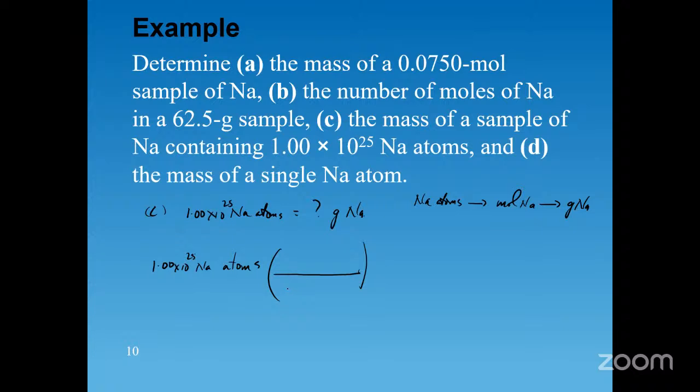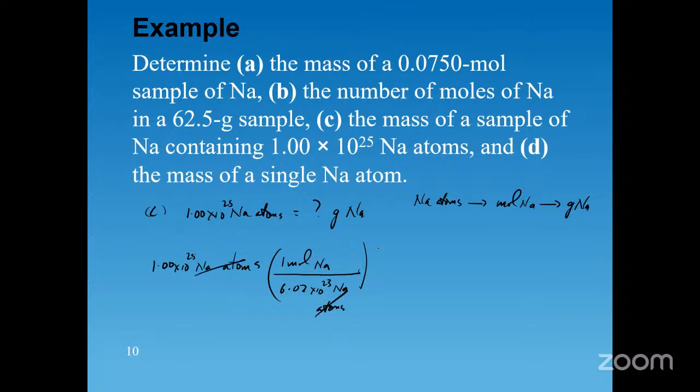Use Avogadro's number. Okay, so where would Avogadro's number go? On the bottom. Right, so 6.02 times 10 to the 23 Na atoms. What would go above? 1 mole of Na, very good. So that this will cancel out with that.